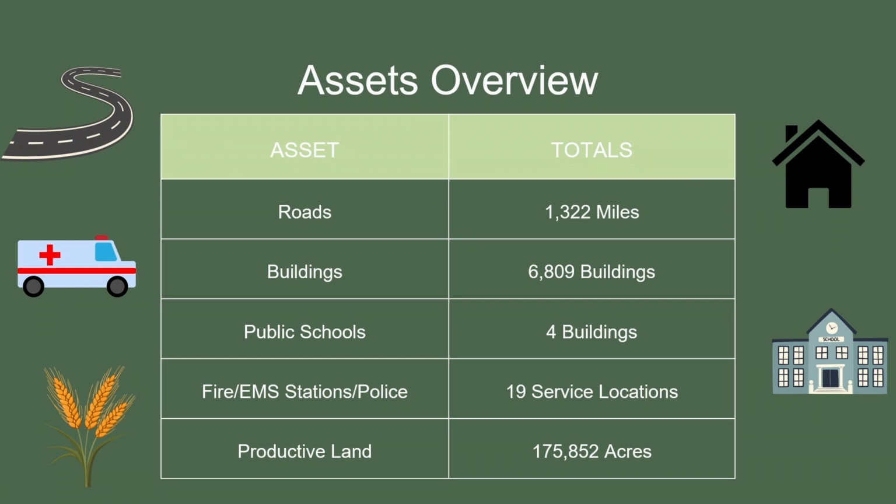Here were some assets that we quantified. I wanted to just highlight that there are only 4 public schools in Jones County. This is the 4th largest county in North Carolina by land area, and so those are not very well spread out, and 3 are elementary schools. There's only 1 middle and high school that's combined. And then also the fire and EMS stations and police. There are 19 service locations for the whole county, and all fire are volunteer and all but 1 EMS are volunteer. Also, Jones County is a highly agricultural county. They have a lot of swine production there, and so that land is very important.